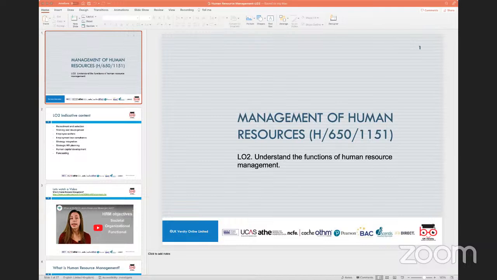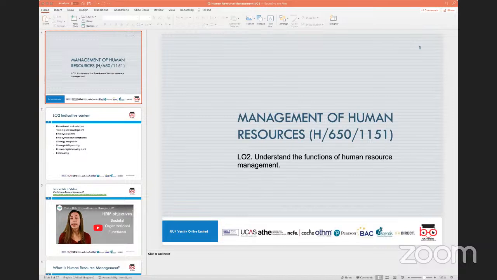Now, today we are going to be focusing on studying the second learning outcome. And this is going to look at understanding the functions of human resource management. So when we talk about functions, functions of HR, what could be the functions of HR? So if you look at this from this point of view, in the first part, we had understood history, background, why it came about and how this field is relevant for business or any organization.